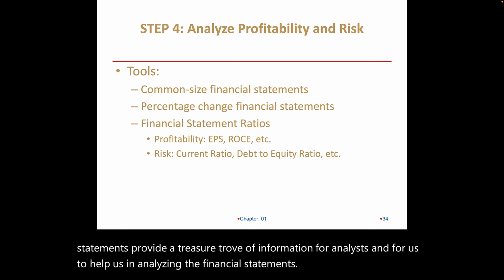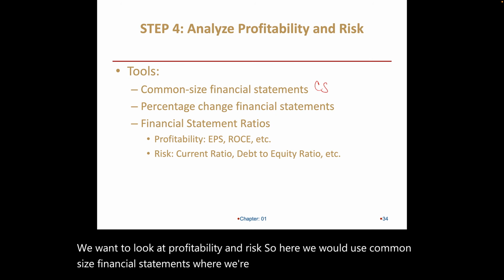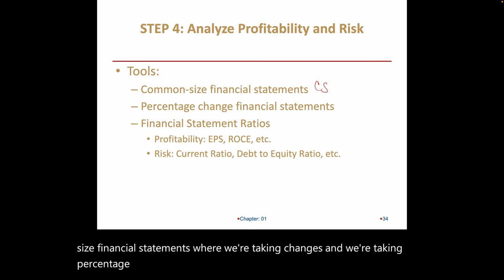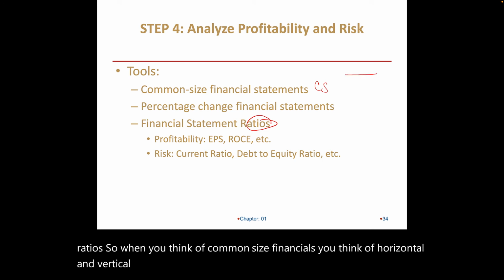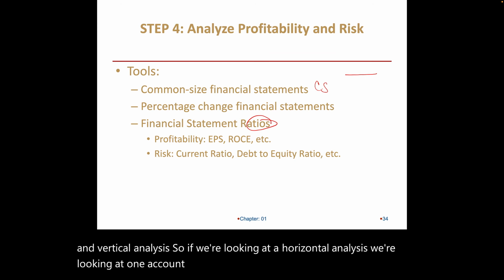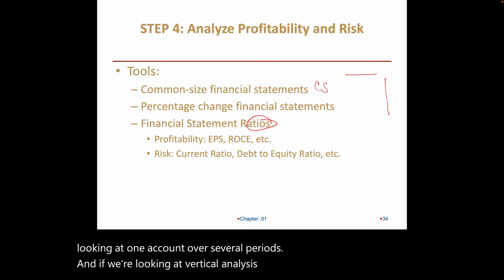Now we want to look at profitability and risk. So here we would use common size financial statements where we're taking changes and we're taking percentage changes in the financial statements and then we're calculating ratios. So when you think of common size financials, you think of horizontal and vertical analysis. So if we're looking at a horizontal analysis, we're looking at one account over several periods. And if we're looking at vertical analysis, we're looking at several accounts over one period or 1 year.